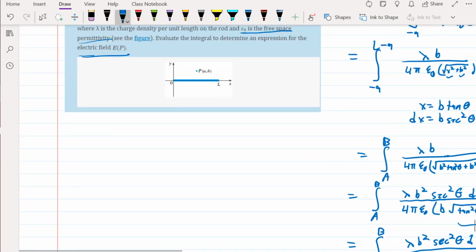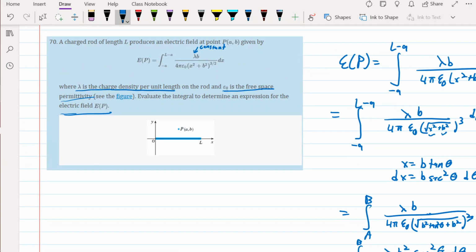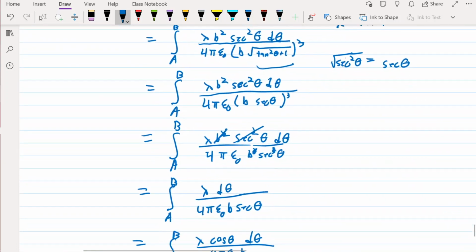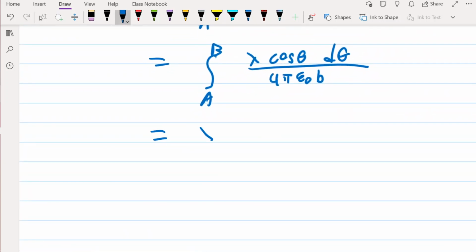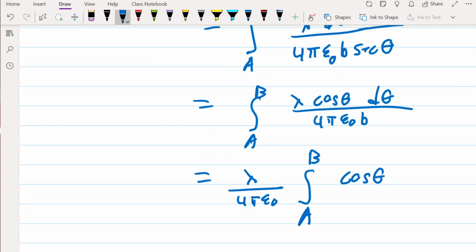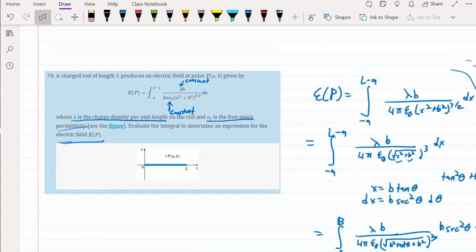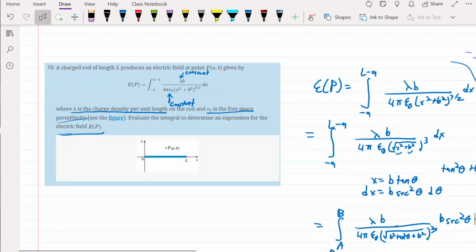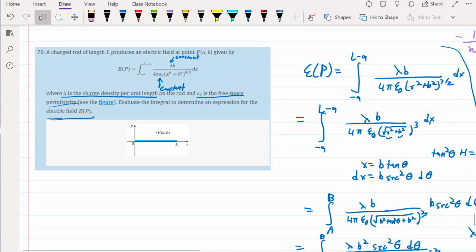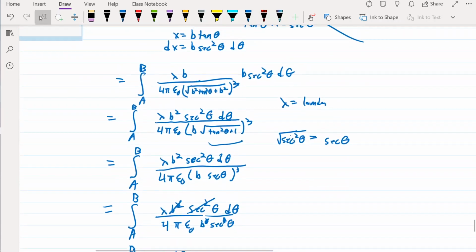Now I want to take a look to see what we can actually take out. So charge density per unit length and free space permittivity. I know we can for sure take the 4 pi out. I'm pretty sure we can also take those two out. I think that's a constant, and I think this is a constant. So we'll just take them outside real quick. So we're going to have lambda over 4 pi e initial times the integral from alpha to beta of cosine theta. And I believe, wait, can we also take out the b? And we are able to take, actually no, b is a point. I think we can take the b out.